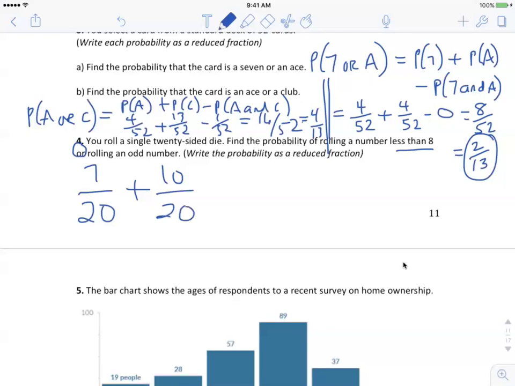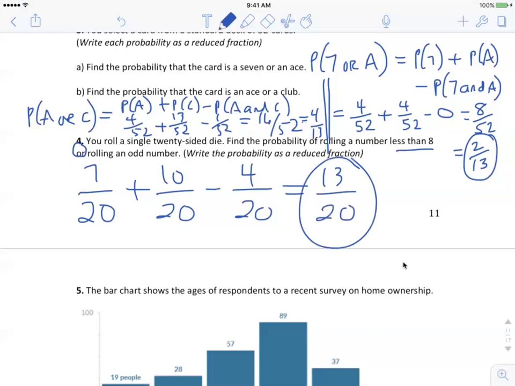Okay. Finally, subtract over 20. Are there any numbers that are both less than 8 and odd? Yeah, 1, 3, 5, 7. There's 4 of them. I gotta subtract those off. So 17 minus 4 is 13. 13 out of 20. Leave that as a fraction, or you could do a decimal if the instruction said so.